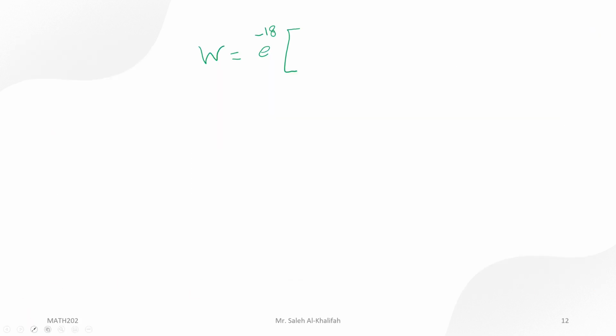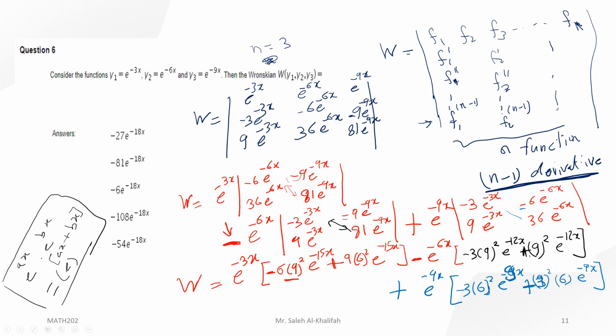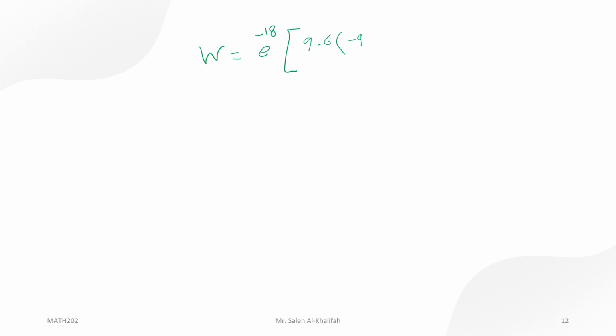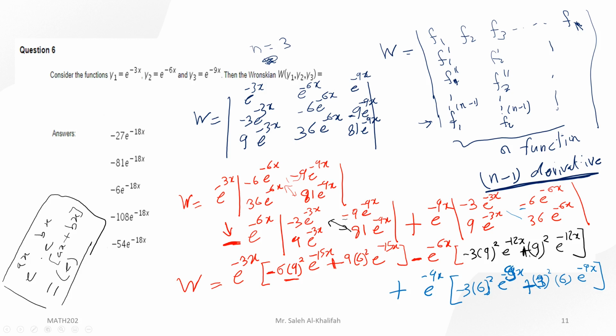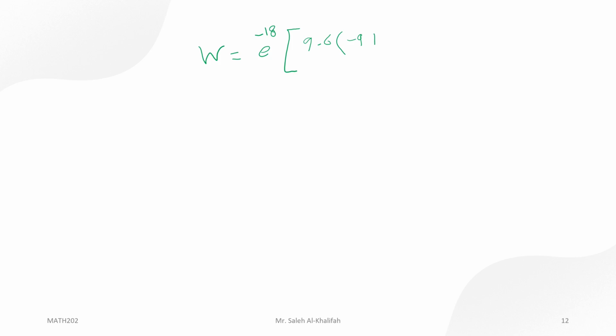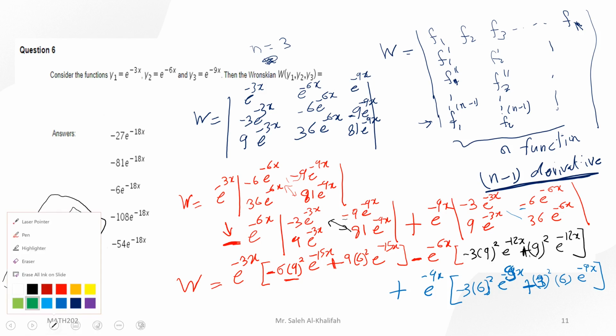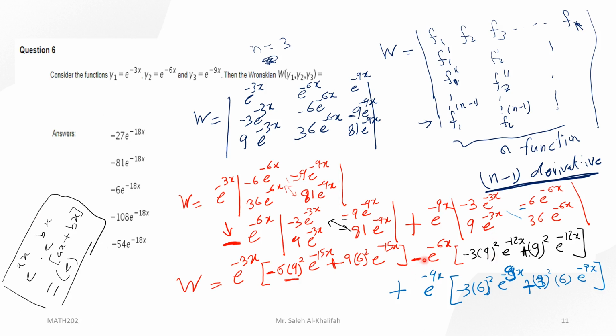ايش راح يطلع لنا؟ 9 by 6 as a common factor. وبعدين لو اخذنا common factor ايش يبقى لنا هنا في اول قوس؟ راح يبقى لنا minus 9. بعدين second قوس او الحد الثاني راح يبقى لنا 6 plus 6. اوكي بعدين في minus من الموجود هنا، الماينس هذا هو الماينس اللي انا كتبته.